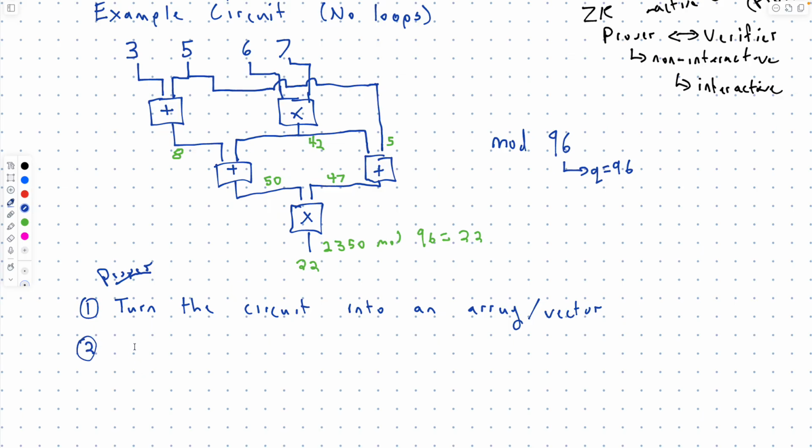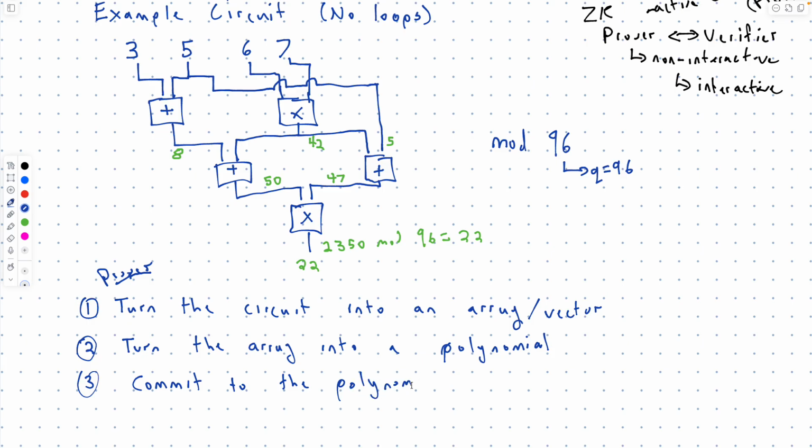Then the second step is we're going to turn the array into a polynomial. Then the prover is going to commit to the polynomial, and they'll send the commitment to the verifier.